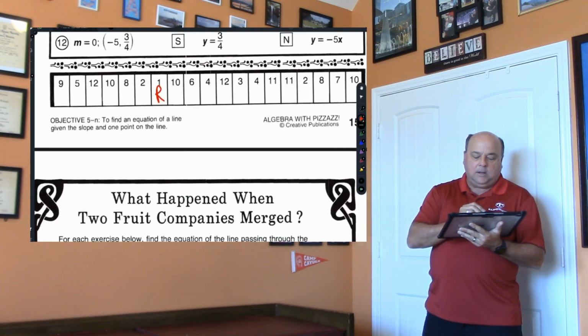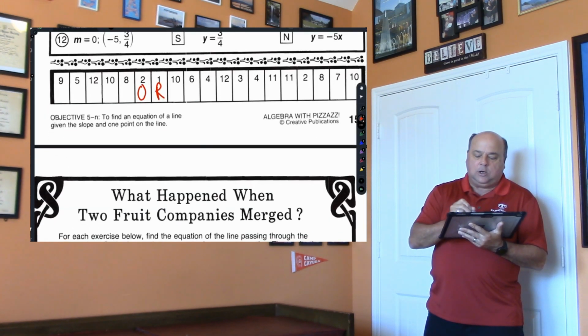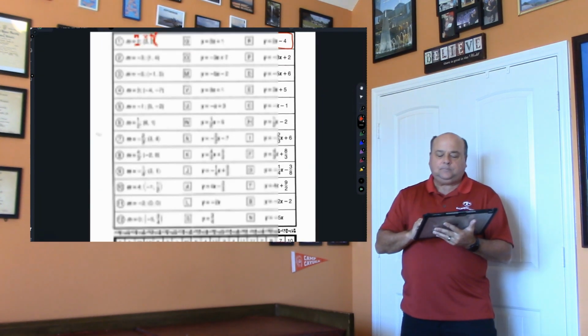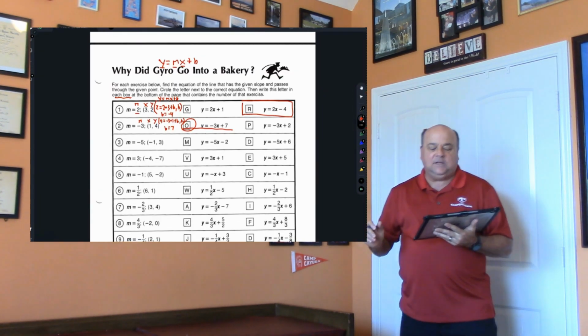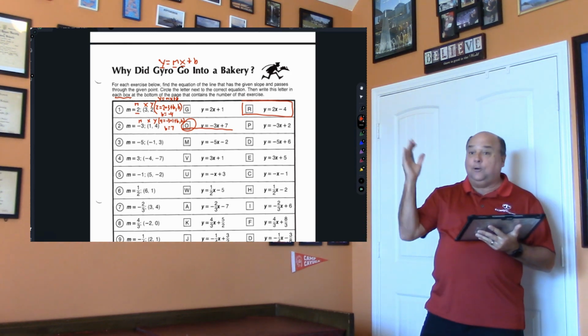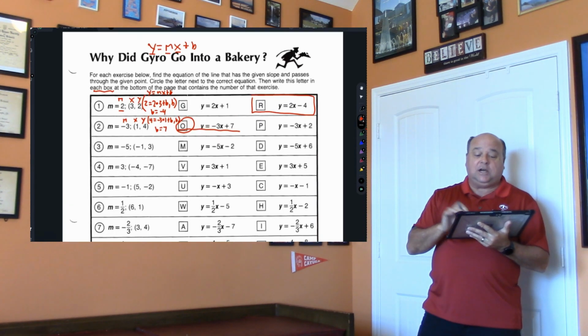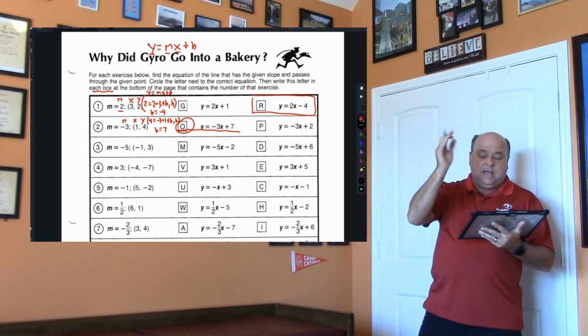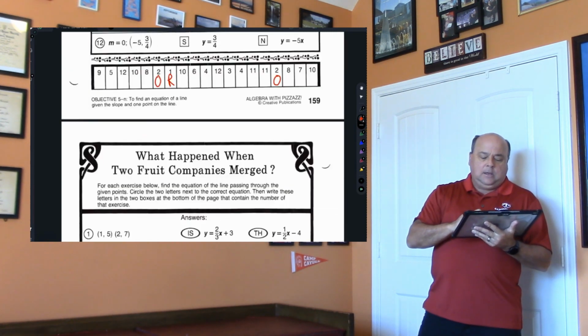So go down to the bottom. Every time there's a 2, you put an O. Is there another 2? An O. Got it? And the answer will be: why did the gyro go into a bakery? Don't know. You'll find out when you get to it. A gyro is a sandwich. Keep going down.